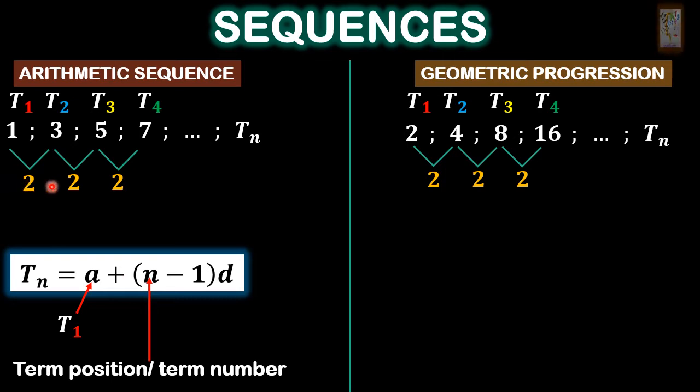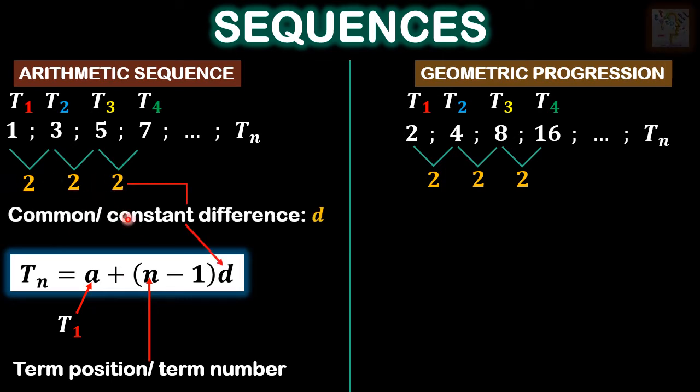Then the 2 that we are having here, we remember this is the common or constant difference, and is represented by the very same d. So in this case, it means our term number 1 is 1, or our a is 1. Likewise, 2, which is our constant difference, is the d that you see here.